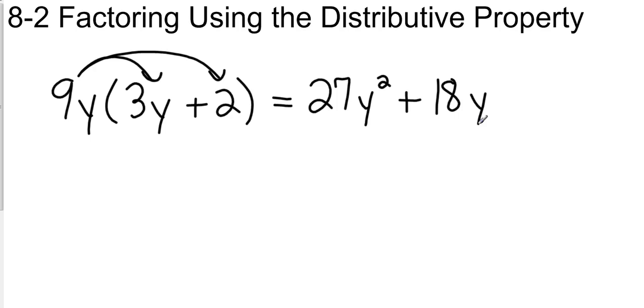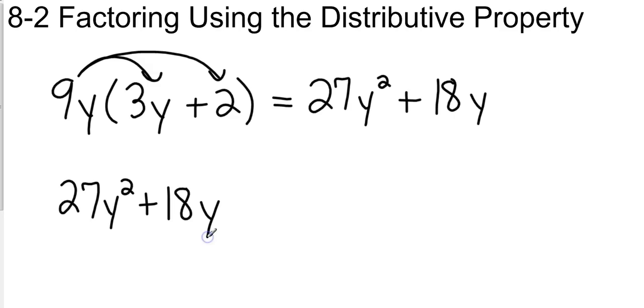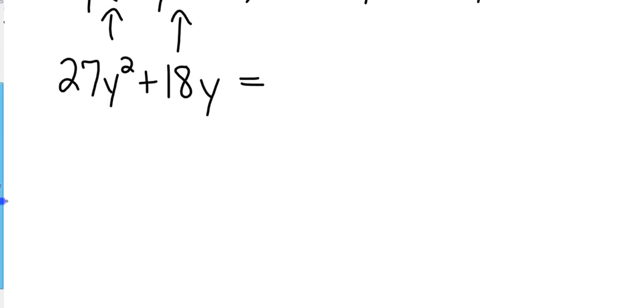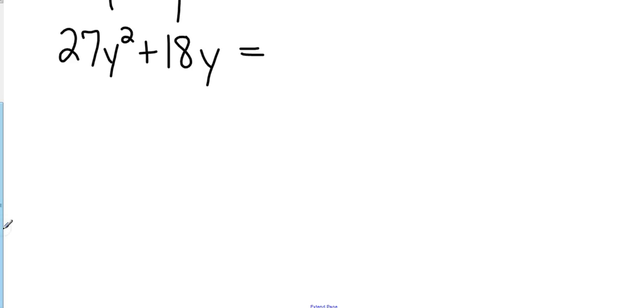Okay, our goal today is to go the other direction. How do I get 27y squared plus 18y, and how do I make it look like the term that we started with? So what I'm going to want to do is, let me clean this up a little bit.